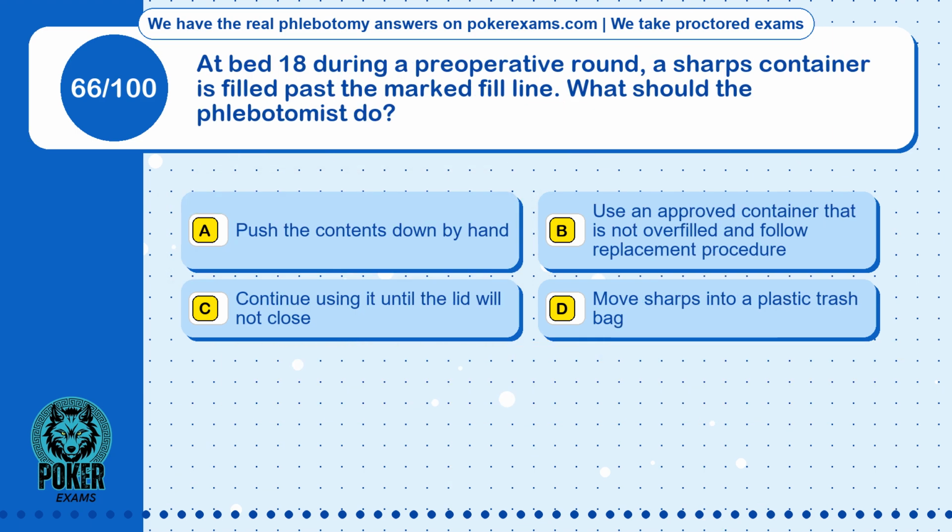Question 66. At bed 18 during a preoperative round, a sharps container is filled past the marked fill line. What should the phlebotomist do? Option A. Push the contents down by hand. Option B. Use an approved container that is not overfilled and follow replacement procedure. Option C. Continue using it until the lid will not close. Option D. Move sharps into a plastic trash bag.